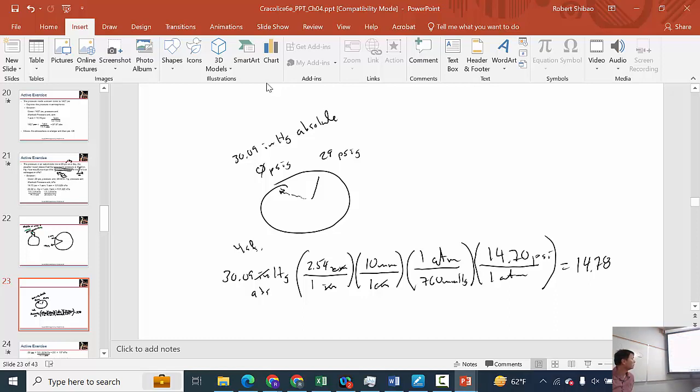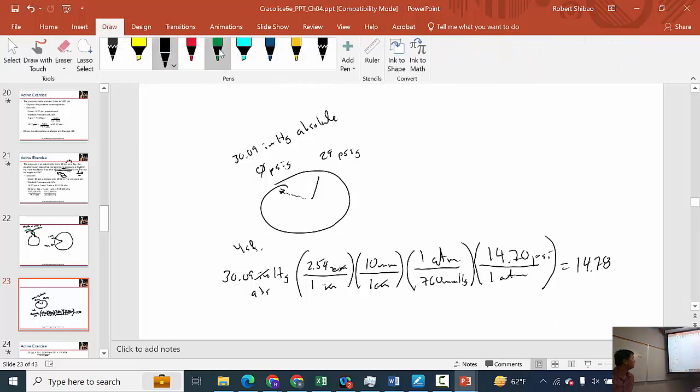3 is incorrect. 4 is incorrect. How many sig figs in 1? Infinite. And how many sig figs in 2.54? Infinite. Why is it infinite? No, it's a definition.